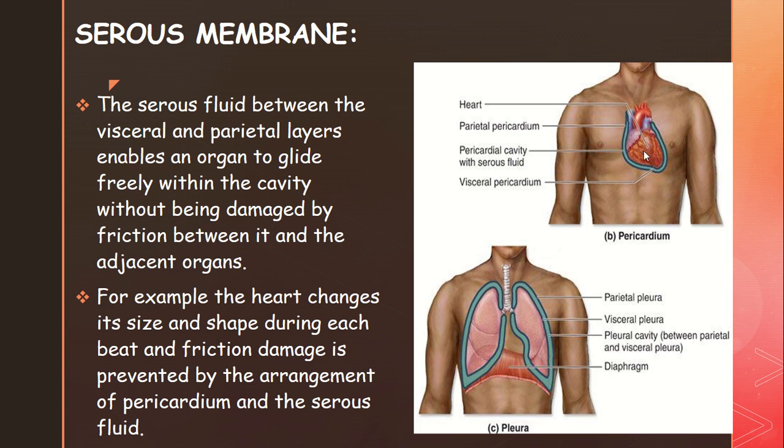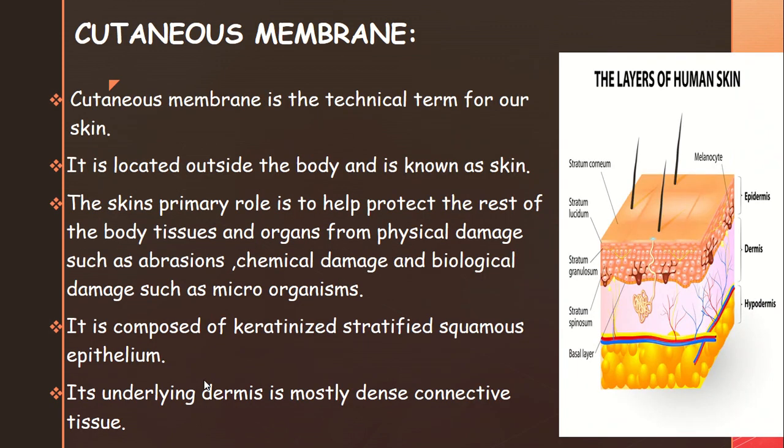So when the heart beats fast, friction is produced, but the damage is reduced and prevented by this fluid, that is the pericardial fluid, the serous fluid which fills this pericardial cavity. That is the reason the heart can alter its shape and size, and friction is prevented. That is the serous membrane.